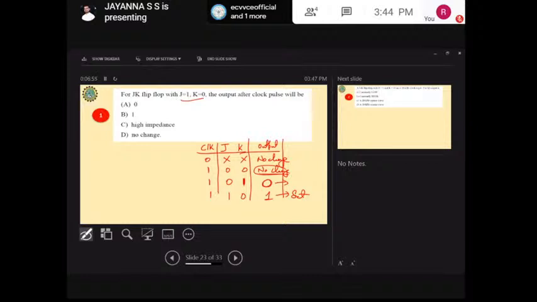Next, if I apply the clock with J equal to 1 and K equal to 1, I get a toggle. This is going to toggle the previous output. If the previous output is 1, I get 0. If the previous output is 0, I get 1. So the question is for J equal to 1, K equal to 0, after applying the clock, what will be the output? I get 1. So option B will be the answer for this one.